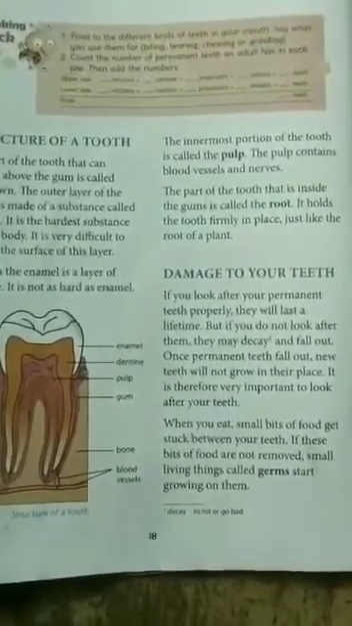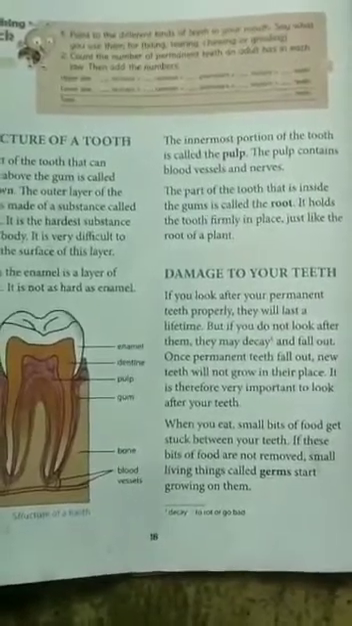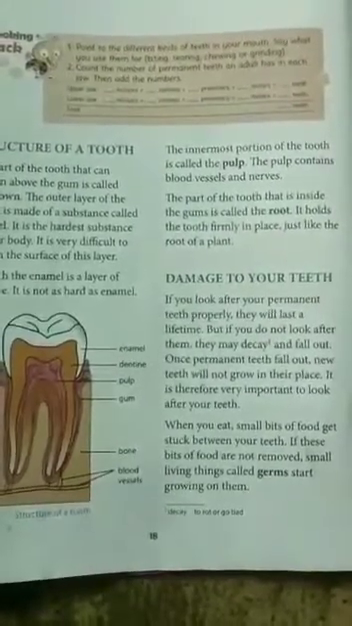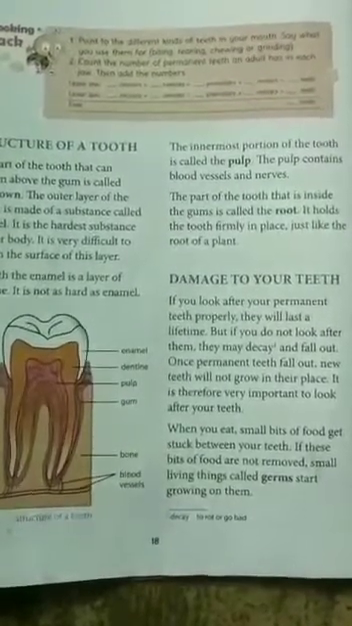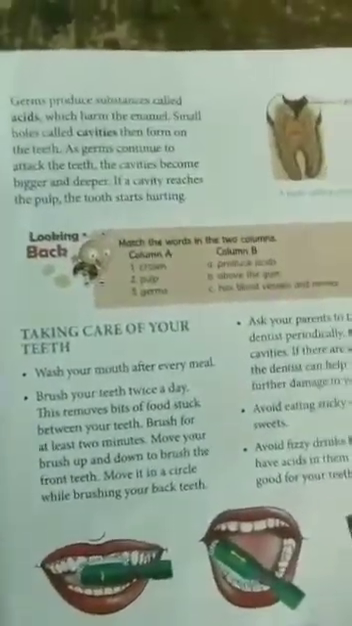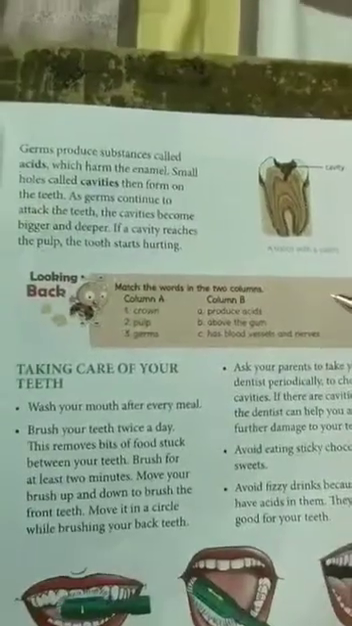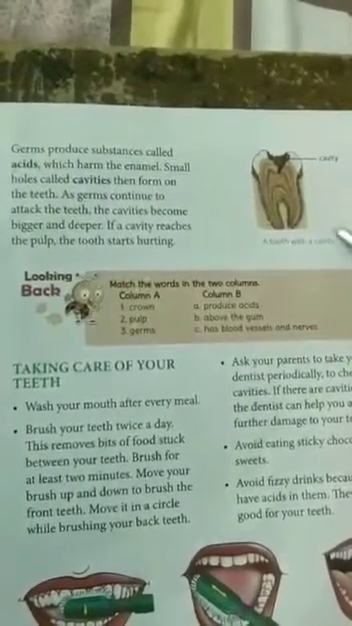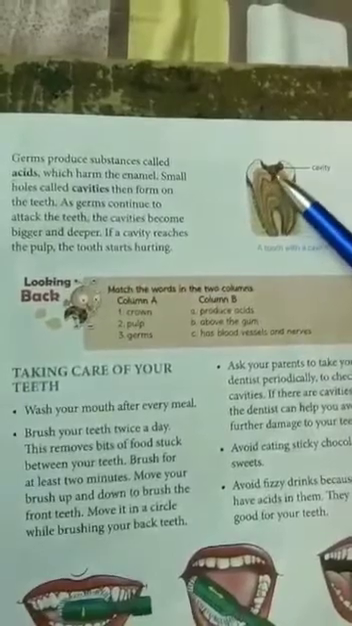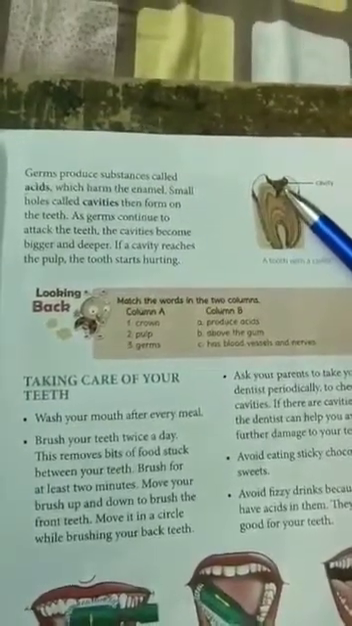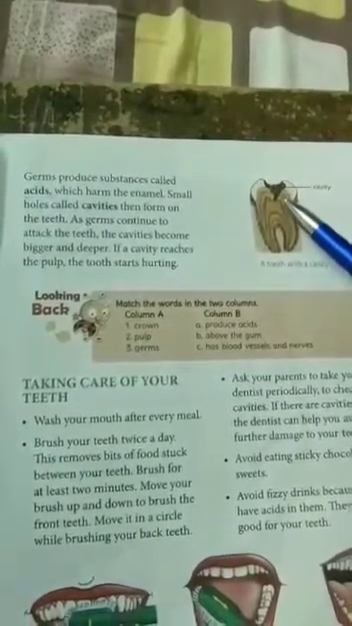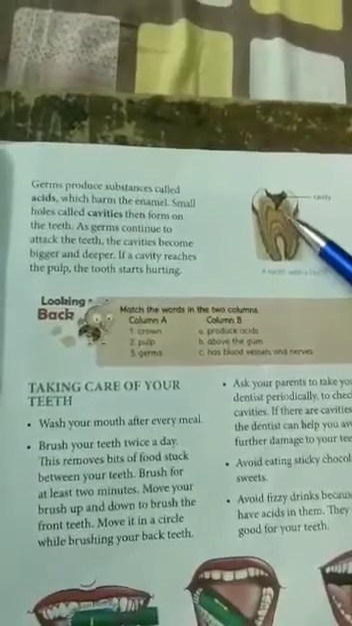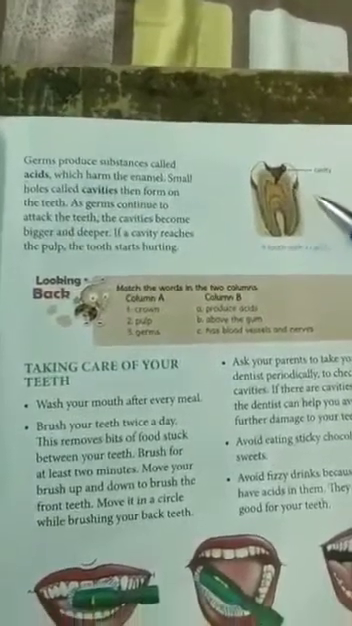When we eat, small bits of food get stuck in our teeth. If these bits of food are not removed, germs start growing on them. Germs produce substances called acids which harm the enamel. Small holes called cavities then form on the teeth. As germs continue to attack the teeth, the cavity becomes bigger and deeper. If a cavity reaches the pulp, the tooth starts hurting.